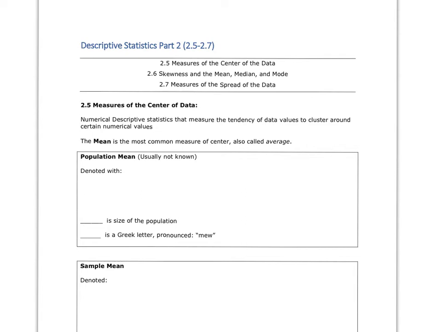The three that we are going to look at are mean, median, which we already talked about in a previous section, and then we'll also look at mode. The mean is the most common. We also call that average. We want to distinguish between the population mean and the sample mean.